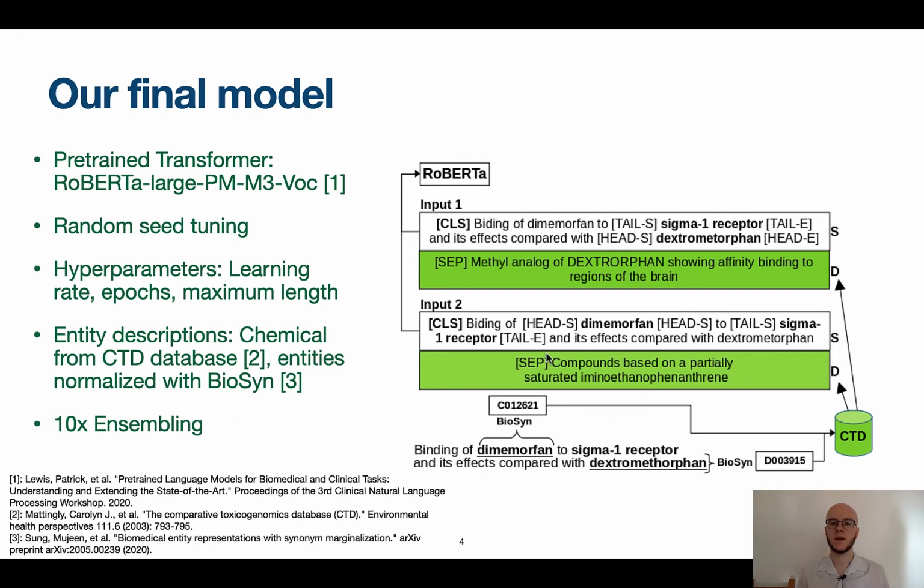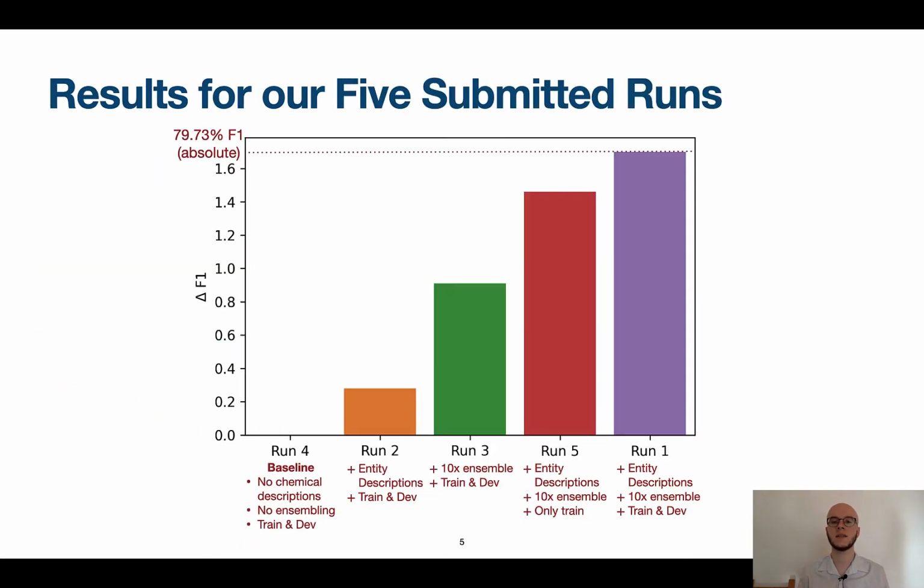Okay, so this is our final model, and everything so far was evaluated on the development set, but obviously we also wanted to test whether our modifications produce robust gains on the test set. So we submitted 5 different configurations, and here we plot the improvement over the baseline run, in which we don't have chemical descriptions and we didn't ensemble, but which was already trained on the training and the development portions of the DrugProt set.